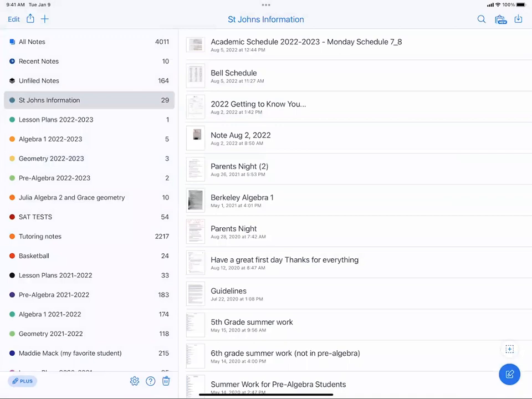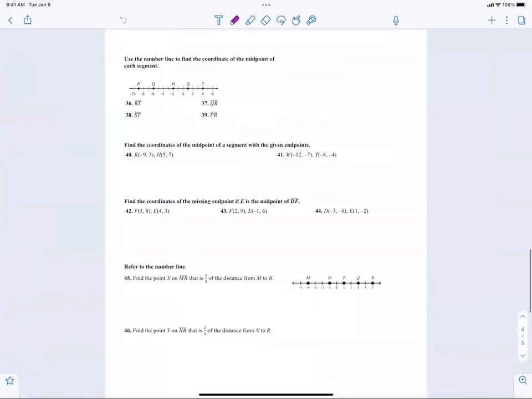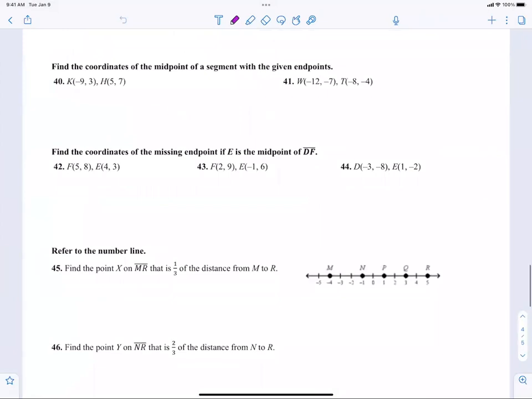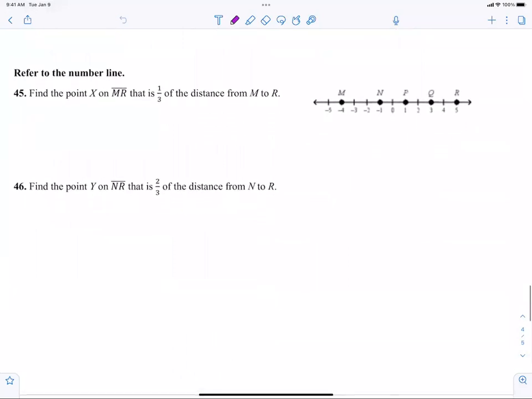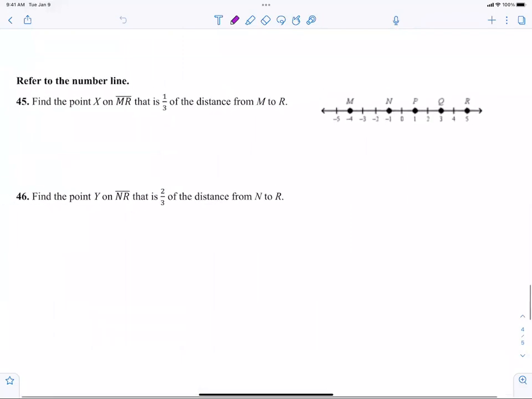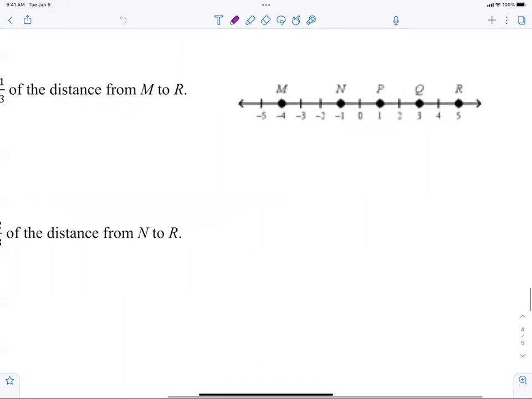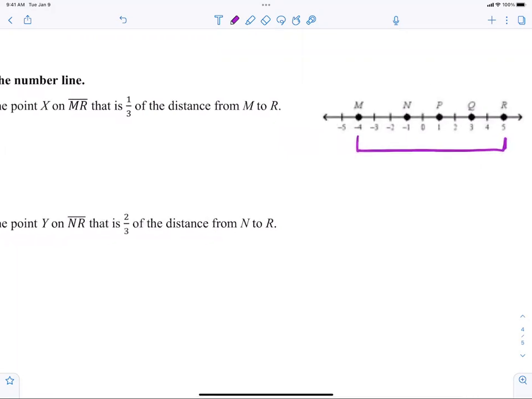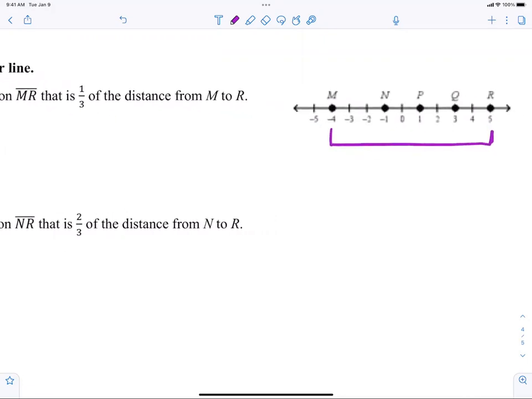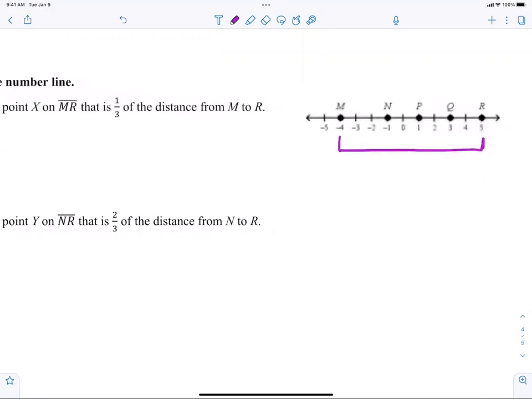So what we will do is we'll just try to do a couple of these. Everybody write down 45 and 46. Well, let's just do it together. You can just look up on the board. All right. Just look at 45. Everybody's looking at 45. It says find point X on MR. All right. So here is MR. I don't know if you can see that very well. Find a point X that is 1/3 of the distance from M to R.